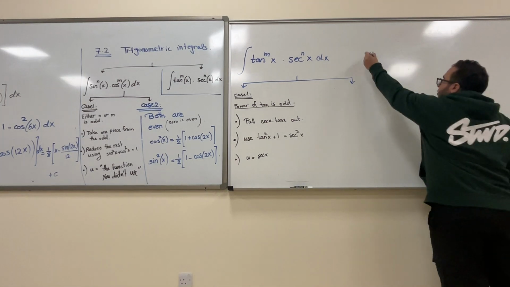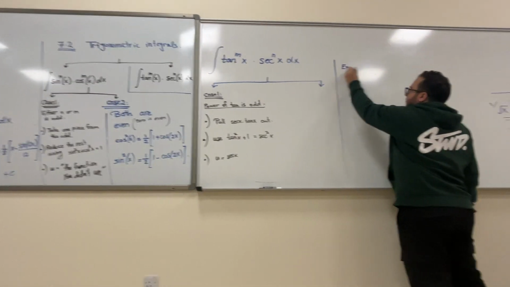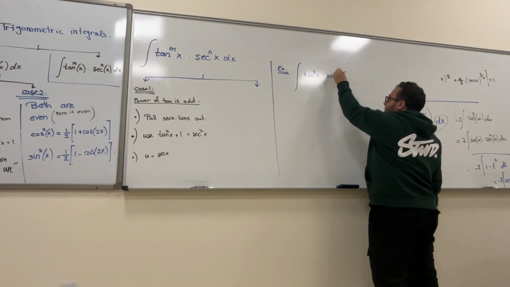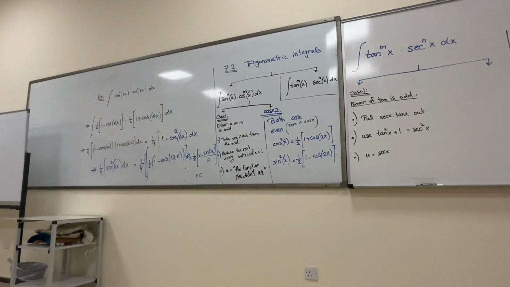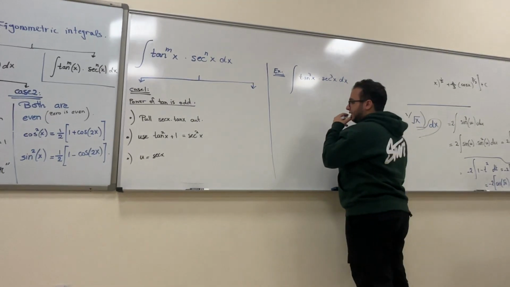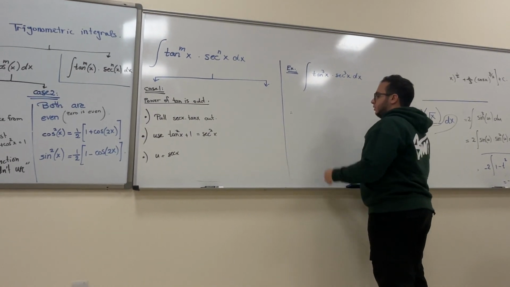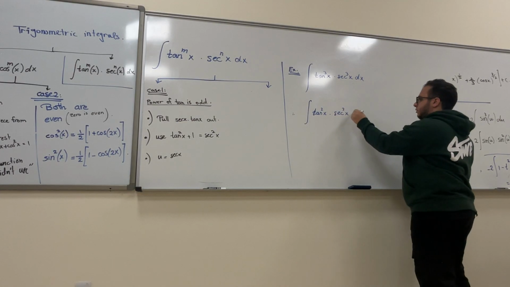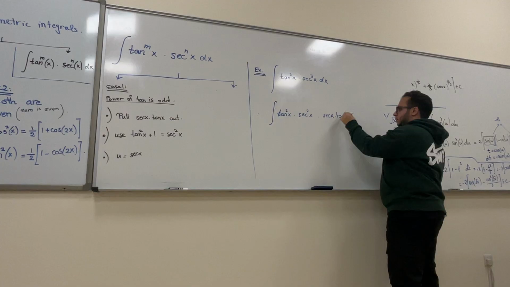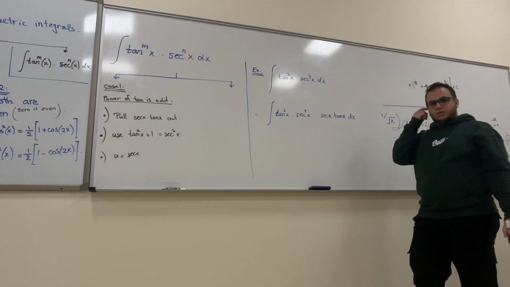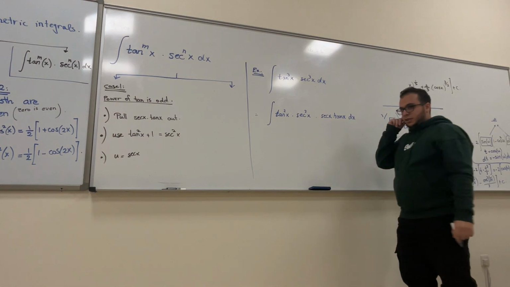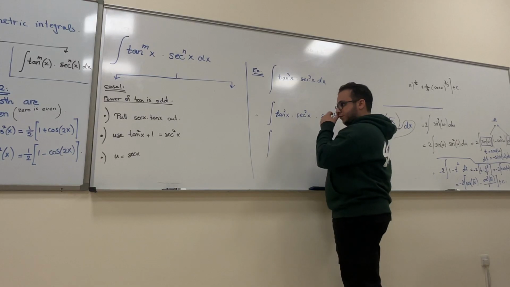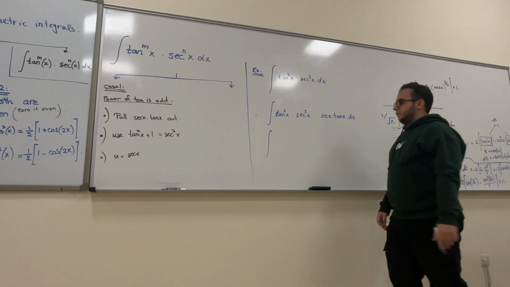Okay, so let's take an example. Example, let's say tan cubed x, secant cubed x. Let's pull a tan and secant out. So tan becomes tan squared, secant squared, secant x, tan x. And then I'm going to reduce the rest of tan squared to secant squared minus 1.